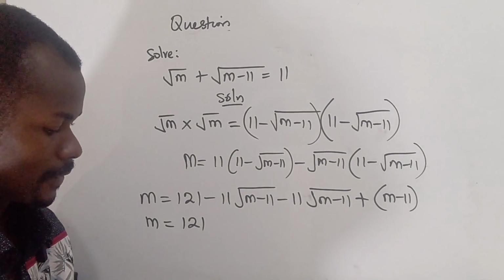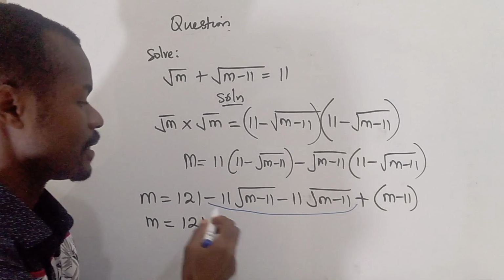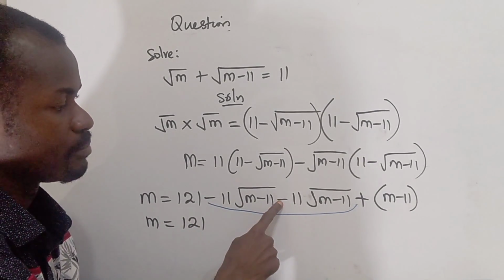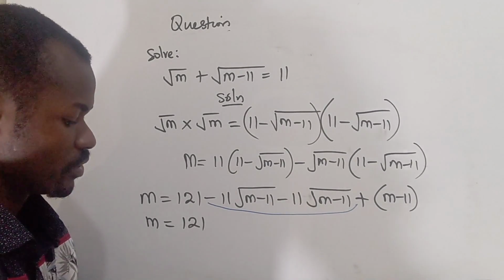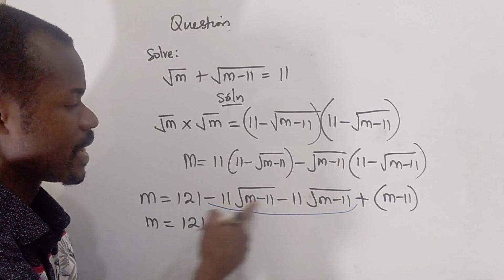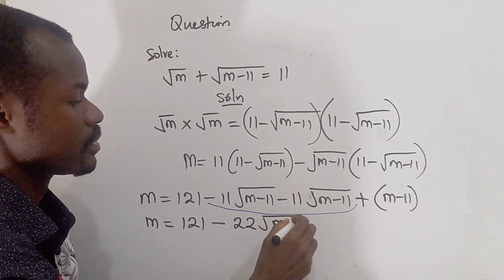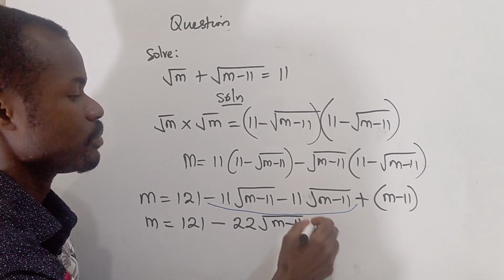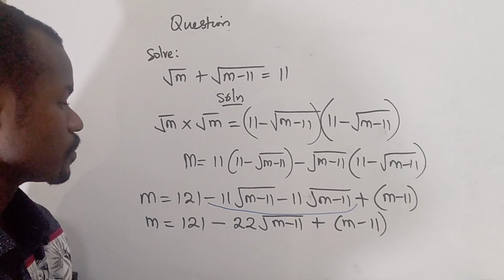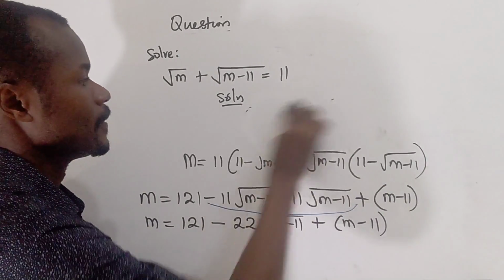Now if we look at this, we can work on minus 11 square root m minus 11 and minus 11 square root m minus 11. We add these two, which gives us minus 22 square root m minus 11. Then we have plus m minus 11. Alright, so let's simplify further to see what we are going to get.